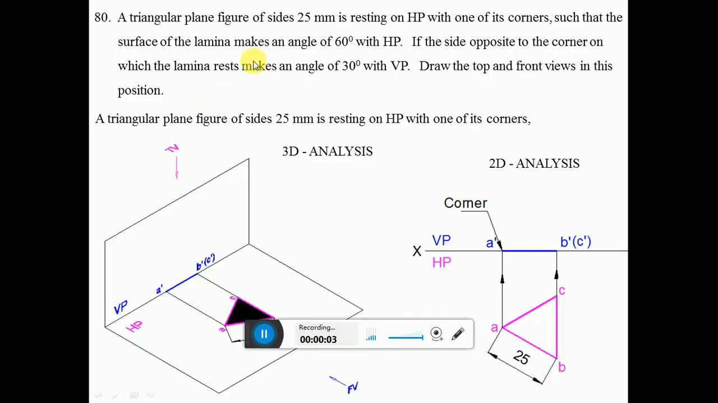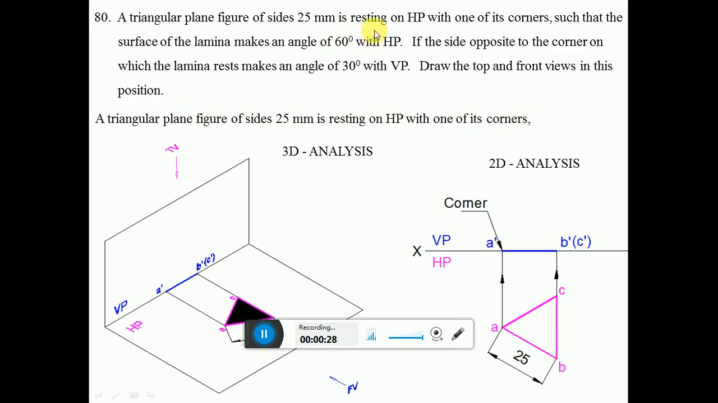A triangular plane figure of sides 25 mm is resting on HP with one of its corners such that the surface of the lamina makes an angle of 60 degrees with HP. If the side opposite the corner on which the lamina rests makes an angle of 30 degrees with VP, draw the top and front views in this position.